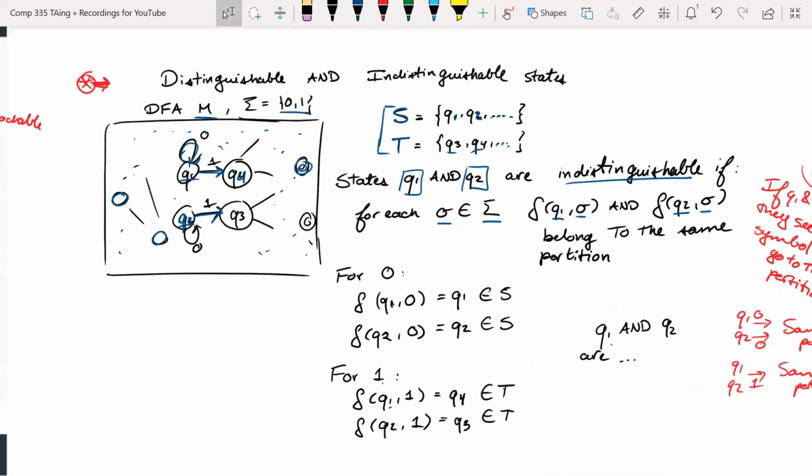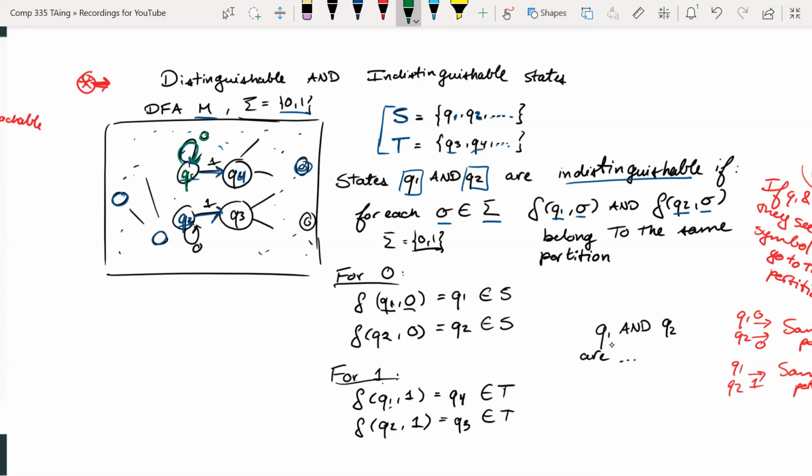Remember my setup here. I have two symbols that I need to check because my alphabet, as a reminder, is 0, 1. So I need to check for the symbol 0 whether Q1 and Q2, when they see a 0, go to the same partition. And then for 1, when Q1 and Q2 see a 1, do they go to the same partition? So let's check. The transition function of Q1: if you're in Q1 and you see a 0, you go back to Q1.